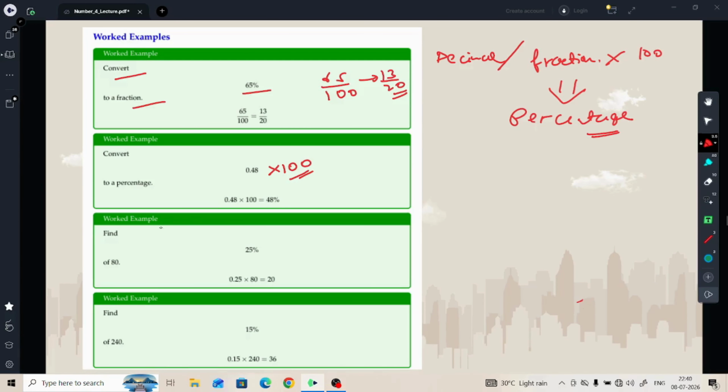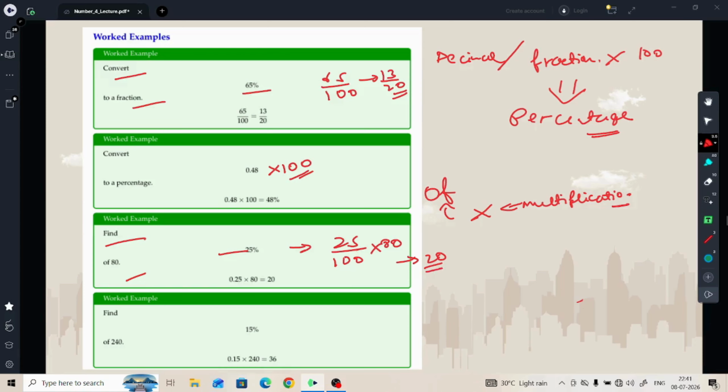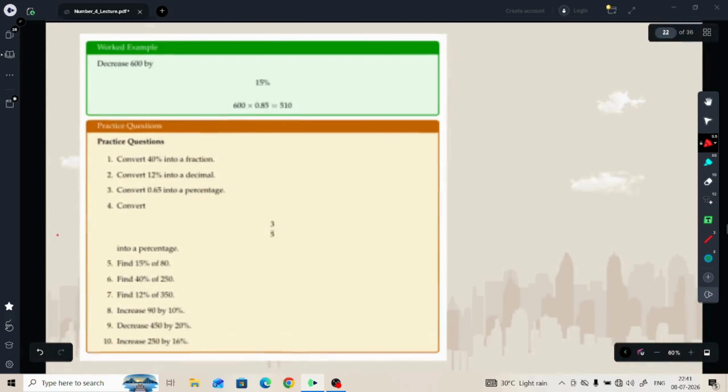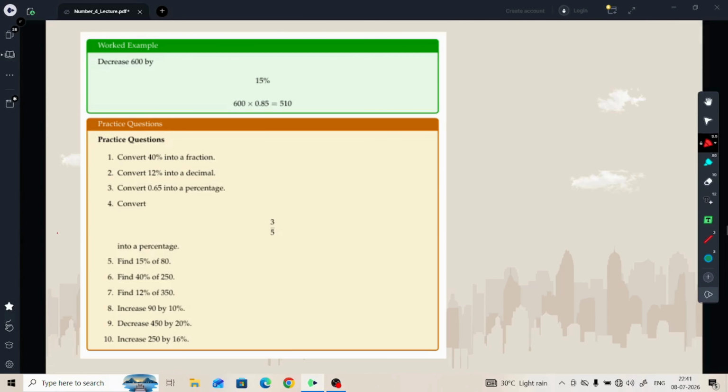Okay, and let's say if somebody asks you to find 25% of 80. Now, whenever "of" comes in mathematics, remember it is for multiplication. So if it is mentioning 25% of 80, that means 25 by 100 into 80, that means it is 20. Like that, 15% of 240, that means 15 by 100 into 240, that means 36. It's as simple as that. Simple concepts, but yes, you need to be very careful.